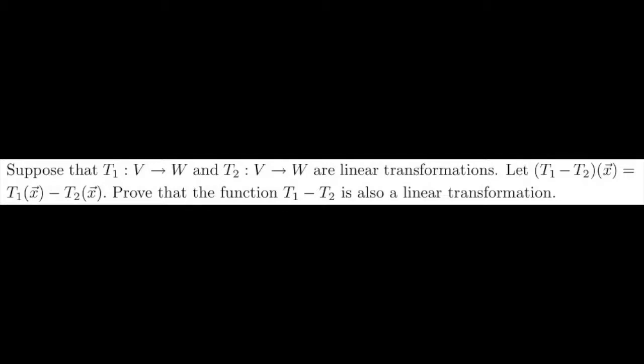Suppose that transformation T1 from vector space V to vector space W and transformation T2, also from vector space V to vector space W, are linear transformations. Let T1 minus T2 of x equal T1 of x minus T2 of x. Prove that the function T1 minus T2 is also a linear transformation.